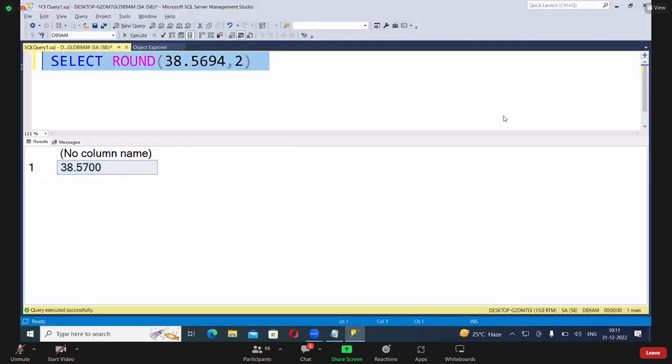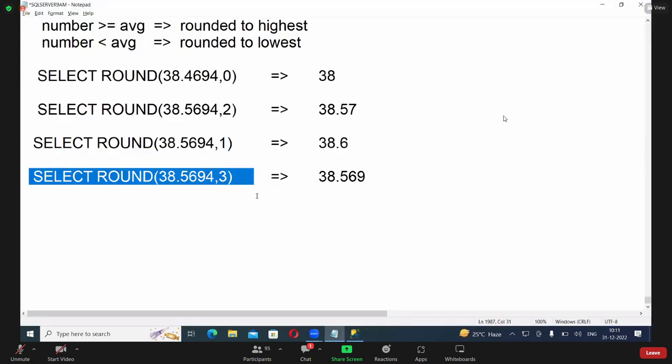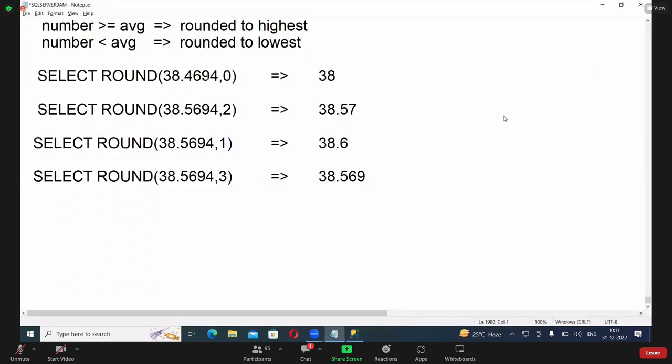So run this query, execute this query. Then what does this give? This gives 38.569. Yes, understood. 0 means what? 0 means 38. Point comma 2 means 2 decimals. Actually 5, 6, but the next digit is 5 or above 5, then 6 is rounded to 7.